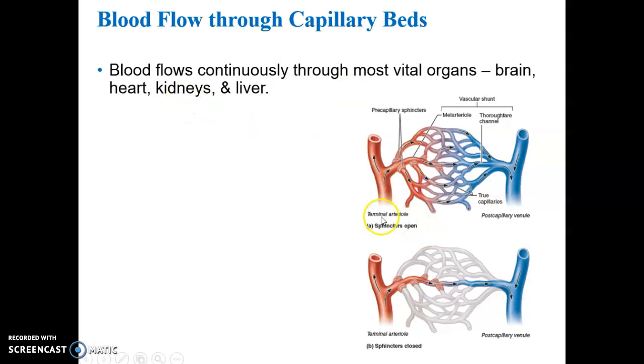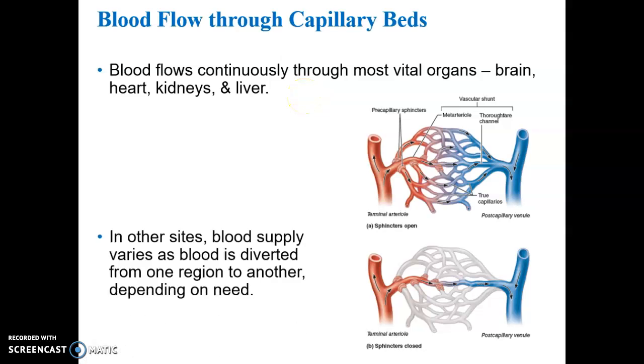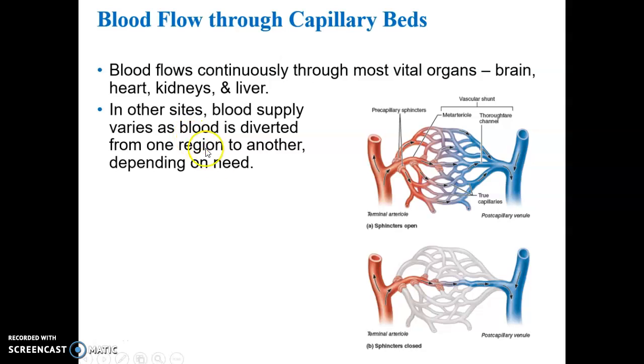Blood flow is continuous through most of our vital organs like our brain, heart, kidneys, and liver, but in other parts of the body, the amount of blood supplied varies based on local need. So in other sites, the blood supply varies as blood is diverted to one region or another, or shunted towards one region versus another based on localized need.